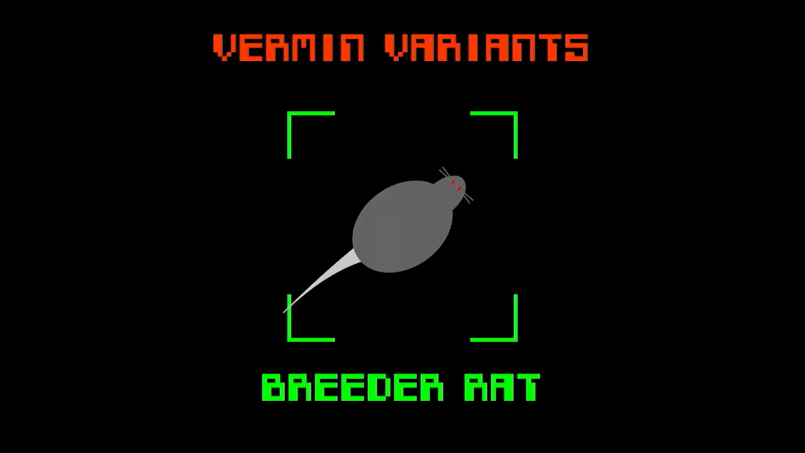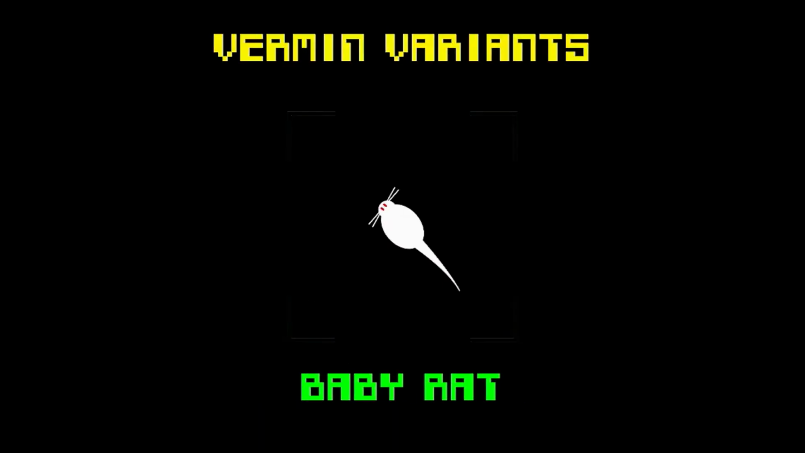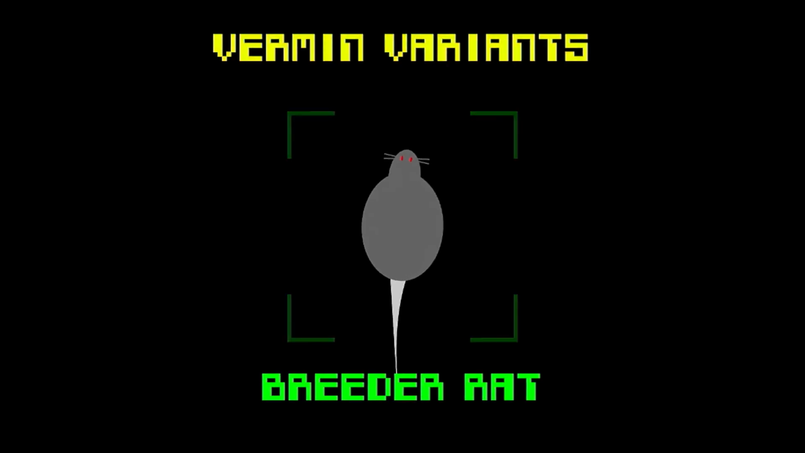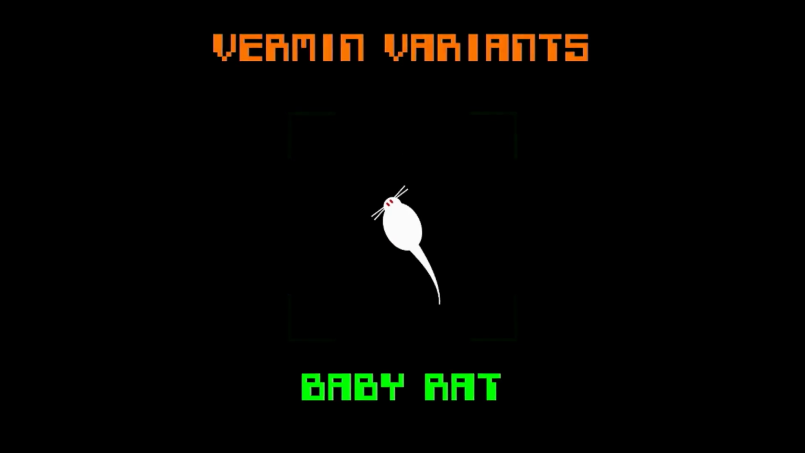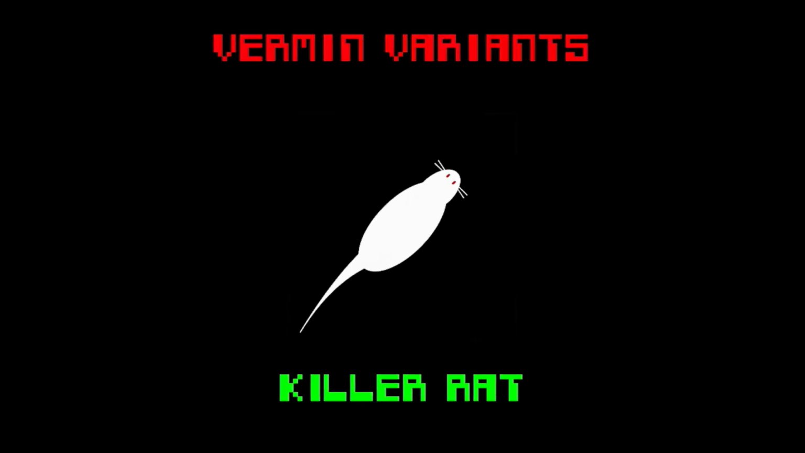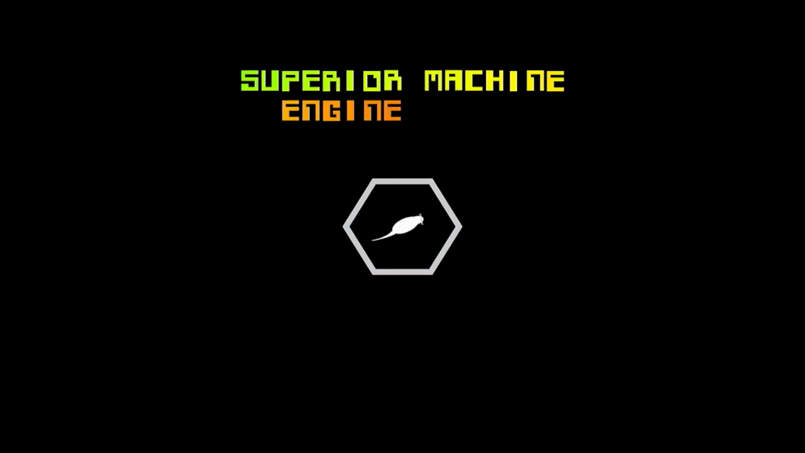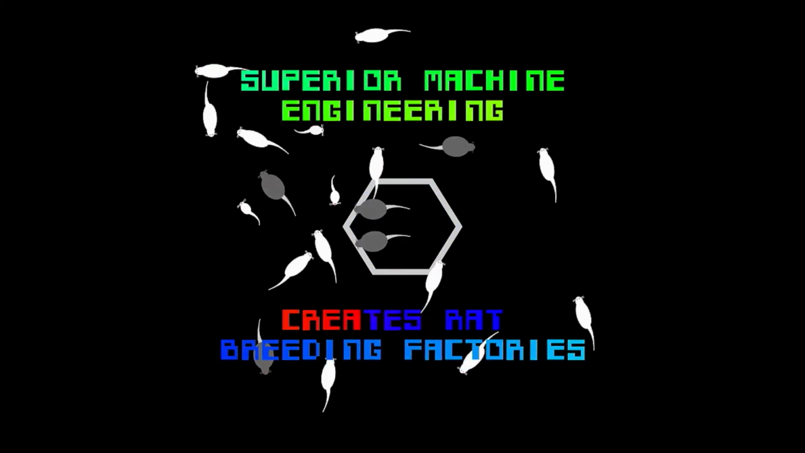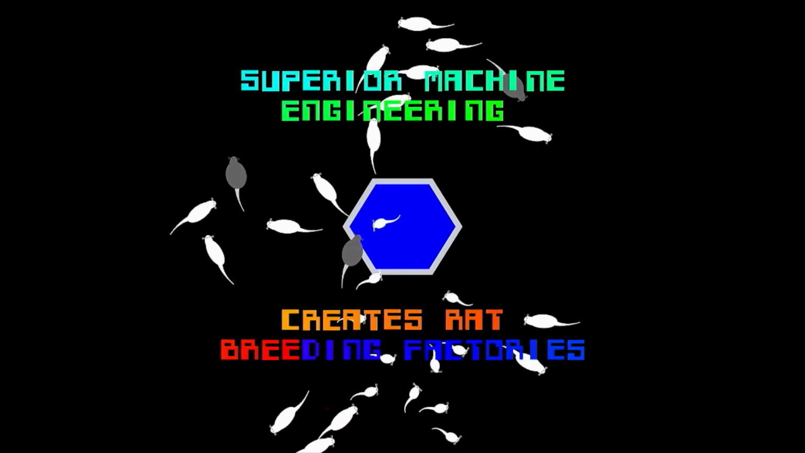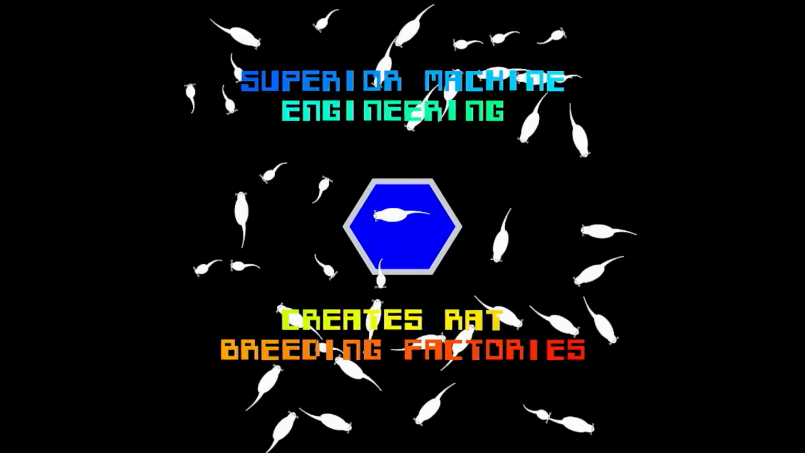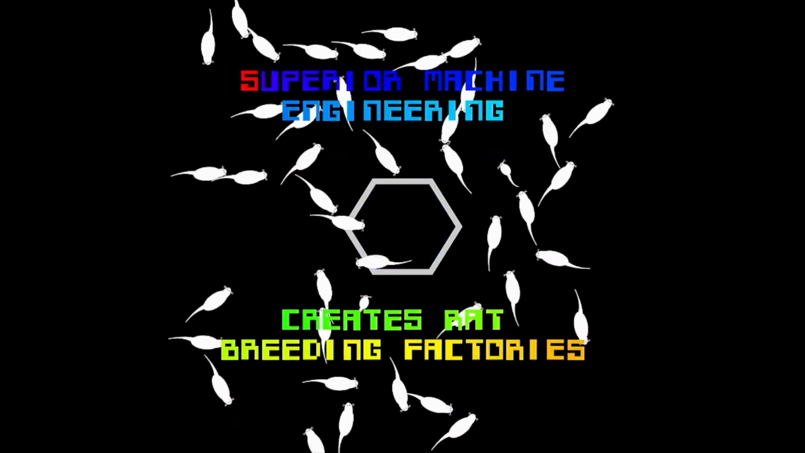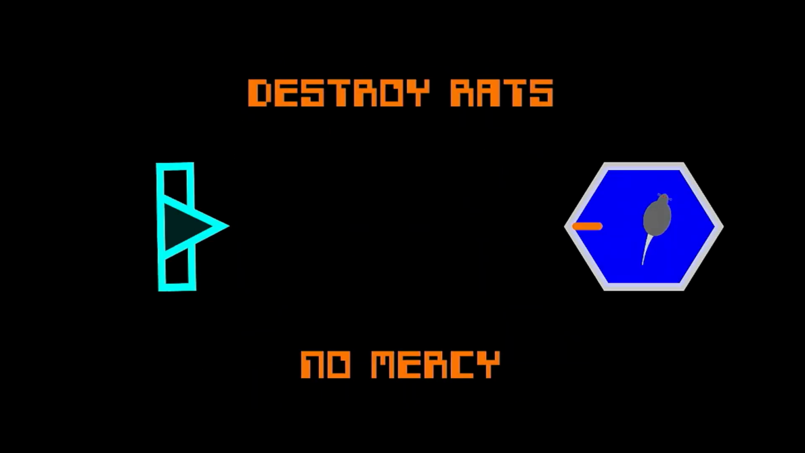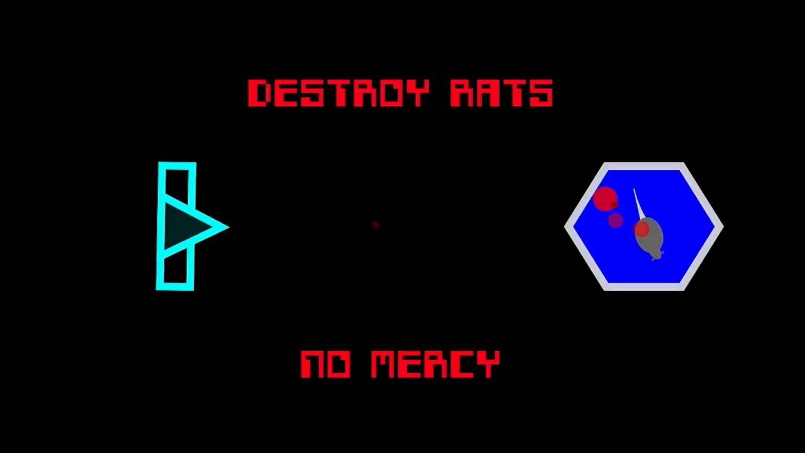We have identified three primary variants of vermin inhabiting the maze. The killer rat, the breeder rat, and the baby rat. Superior machine engineering creates rat breeding factories. Destroy rats. Have no mercy.